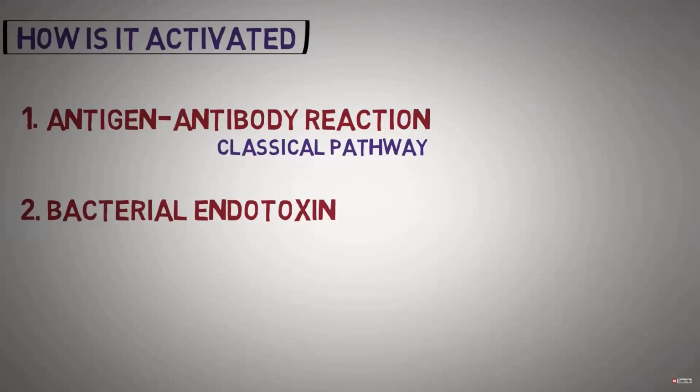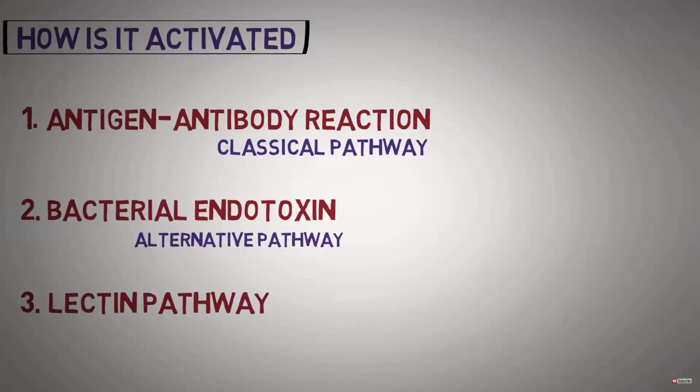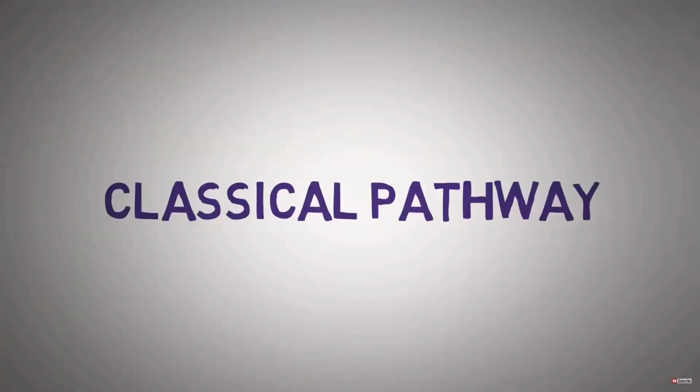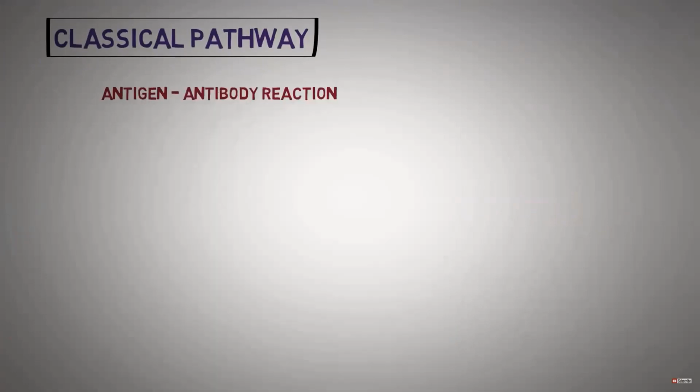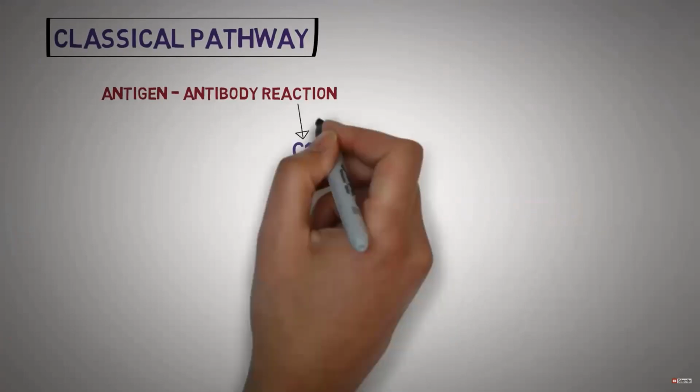The second is through the bacterial endotoxin, which is known as the alternative pathway. And the third is the lectin pathway that results due to the protein known as mannose binding lectin. Now let's study in a bit detail about the classical pathway. The main trigger of the classical pathway is the interaction between the antibodies and antigen. This reaction activates the C1 component of the complement system.